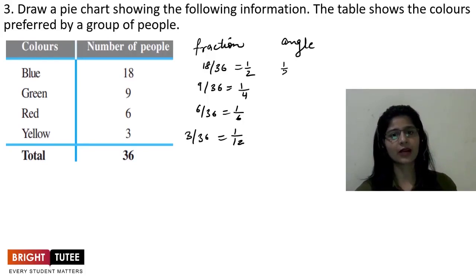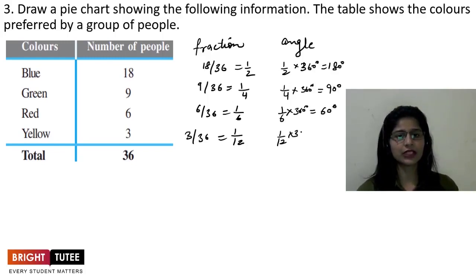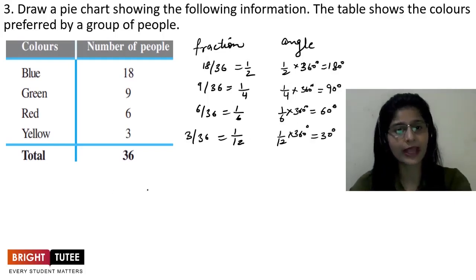So for angle, 1 upon 2 of 360 degrees, that is 180 degrees, that means the straight angle. 1 upon 4 of 360 degrees, that is 90 degrees. 1 upon 6 of 360 degrees, that is, just calculate it, 6 6s are 36, 60 degrees. Then 1 upon 12 of 360 degrees, and it is 30 degrees. So we have got all the angles. How will we draw the pie chart?